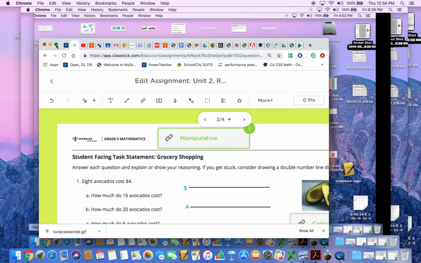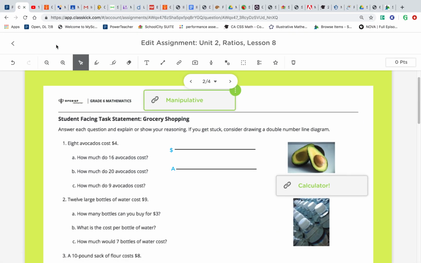Hello class. All right, so we are going to be spending more time working with double number lines today. And so we have an activity, grocery shopping. This is something you might be familiar with. Go to a store and it says it's going to cost a certain amount of money for a certain amount of the item that you want. Okay, but you might want more than what they say in the advertisement.